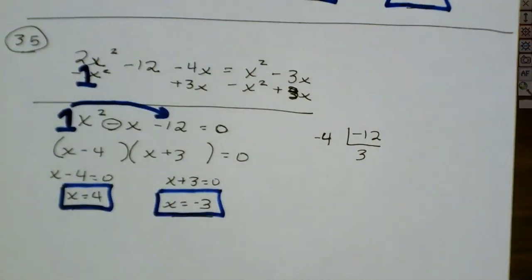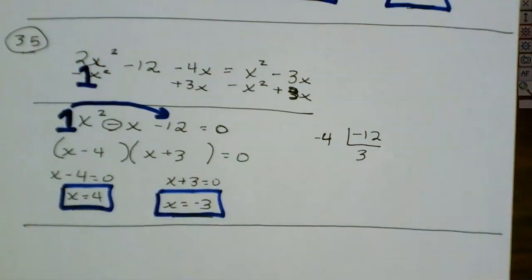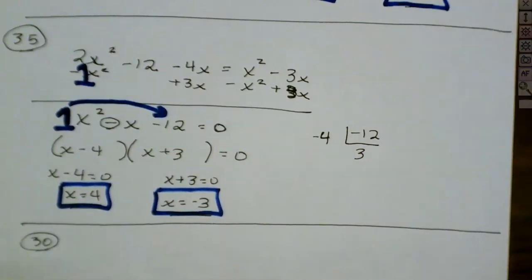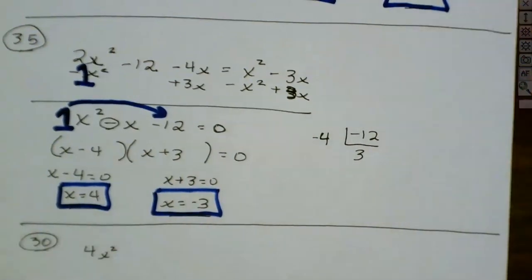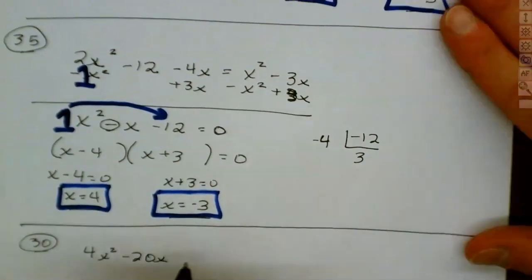So this is just an extension of what we've been doing in a previous section. One more of these, and then we'll look at some different ones. So let's look at question 30. I'm picking all the different types. So for question 30, we have 4x squared minus 20x plus 25 equals 0.